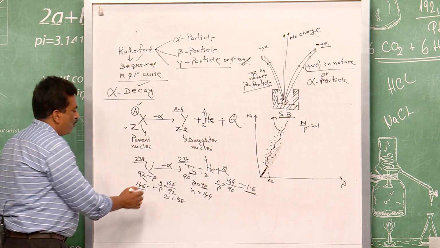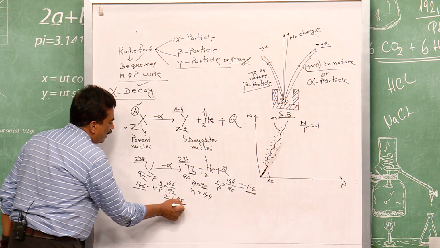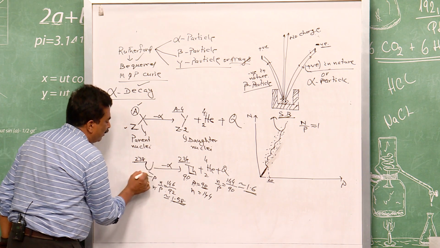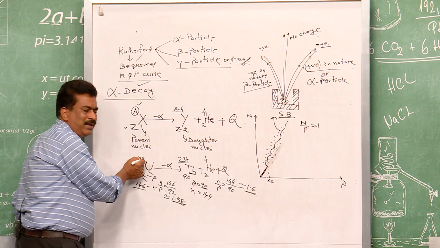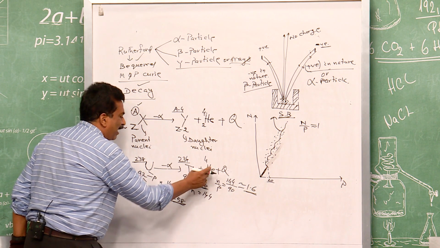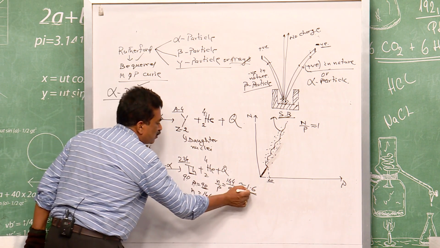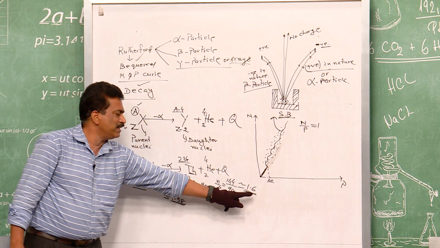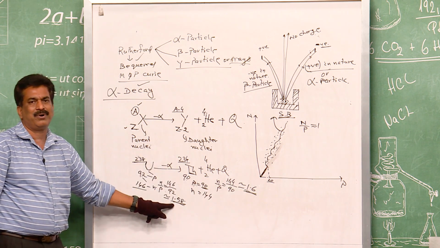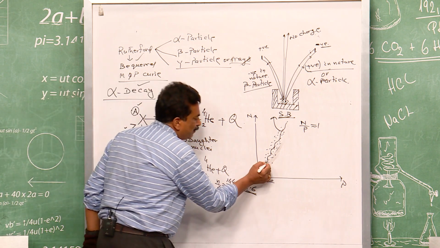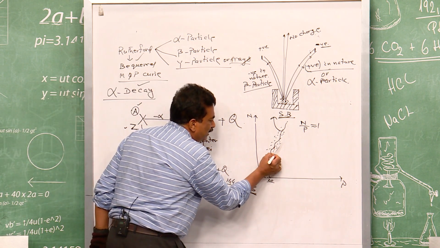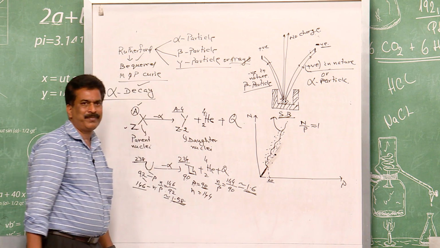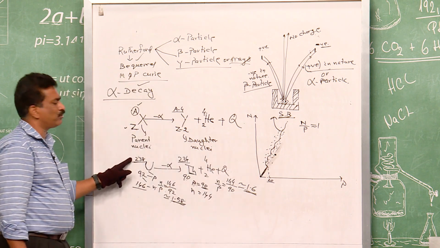Just imagine 1.58 for uranium 92, 235. When it loses an alpha, this n by p becomes 1.6. So 1.58 to 1.6 means it is more than 1.58. When it is more, suppose this is uranium, which is unstable, for the 238.